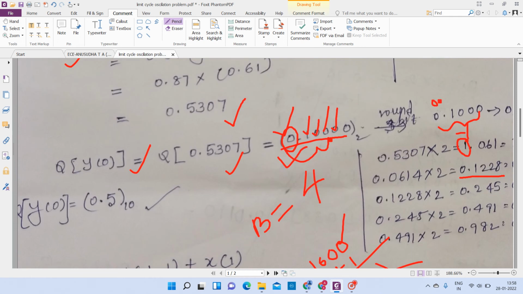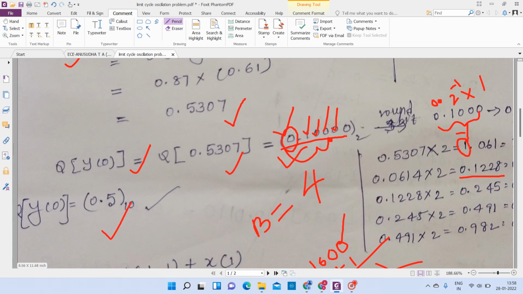0.1 means 2 to the power of minus 1, right, into 1. 1 divided by 2 means 0.5. You know, 2 inverse means you can write 1 by 2, right? So the value is 0.5. This is the quantized value of y of 0.